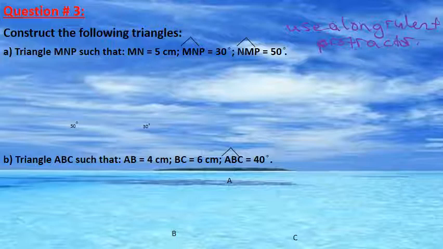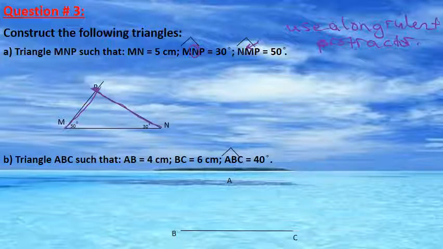How can we construct? First, we should draw the side which is MN. Then we draw an angle at the vertex N using a protractor. It's equal to 30 degrees. Then we draw another angle at the vertex M equal to 50 degrees. The intersection of the two sides is the third vertex which is P. So here is the triangle MNP.